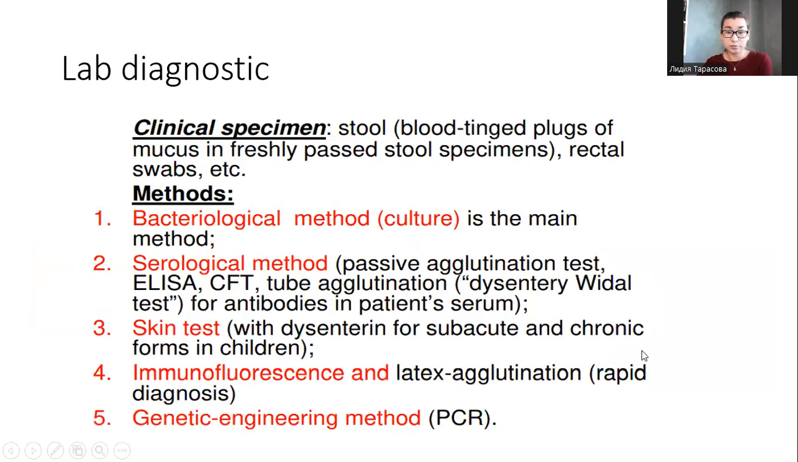Lab diagnosis. Clinical specimens: stools, rectal swabs, and the bacteriological method is the main one. Also PCR, a very important method, and then the serological method to find antibodies in patient serum, and skin test. But the skin test is an old method, and I can say that now we don't use this test. It's an allergic test, and immunofluorescence and latex agglutination are rapid diagnosis. But also, we don't use these tests. We use bacteriological diagnosis and PCR.